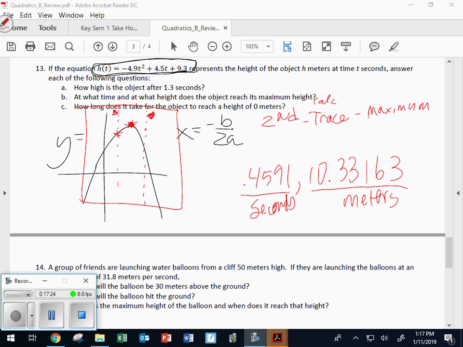All right. If you need me to show you that process one-on-one, I can. But again, it was second, the trace button, which gives you calculate, maximum. You go to the left of it, you go to the right of it, and you go right on top of it. All right. Now, let's do one more like that. Get it back so you got the graph and you can see your parabola and you can see the top of your parabola. Everybody got that?